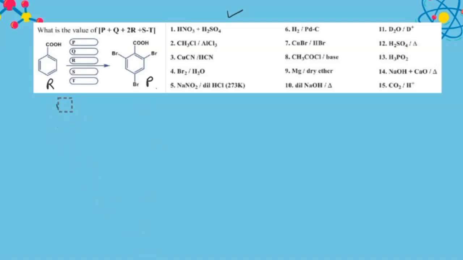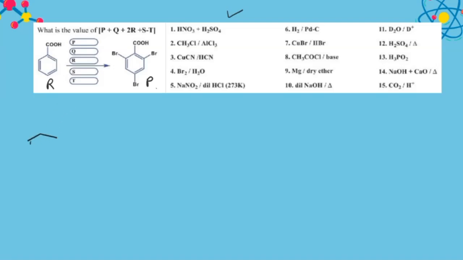Now, whenever you look at the reagents, you should know what sort of reactions they do. For example, HNO3 H2SO4 is used in nitration of benzene. What about methyl chloride and aluminum chloride? It's nothing but Friedel-Crafts alkylation, in this case, methylation. Like this, you should know the purpose of these reagents. Only then can you solve such questions. Okay, so let's get started here.